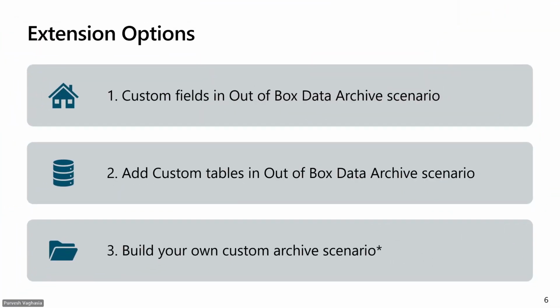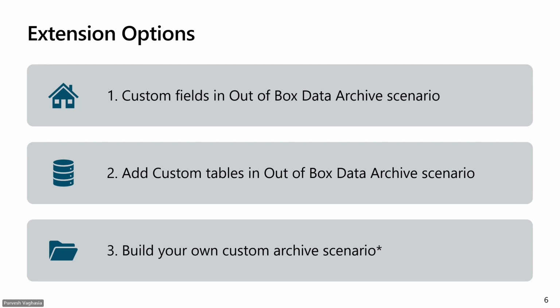Going to the different options and scenarios for the extensions, there are three different options or scenarios that we have for extension of the existing data archival framework. The very first one is about custom fields in an out-of-box data archiving scenario. What it means is that you have an extension in the sales line. Let's take an example of sales order archiving. You have custom columns added in the sales line and sales table, and you want to add those columns as part of your archiving process. And you want to get the data out in the history table and also out in the Microsoft Managed Data Lake.